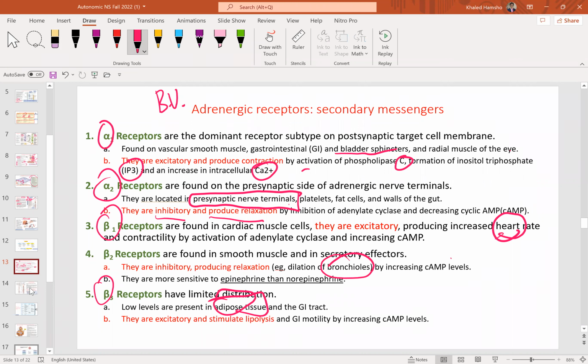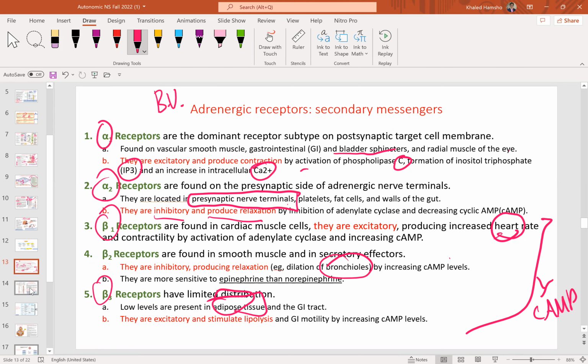The same way, in alpha 1, we have IP3 and Ca2+. It's just a point. It's not mentioned in the slides, but actually it is right here. So they all increase cyclic AMP. Why does it say alpha 2 uses cAMP? It decreases cAMP. If you know the receptor, do you know the G proteins?